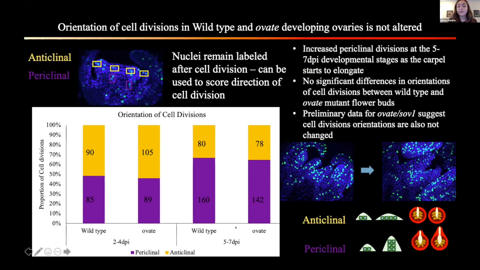At 5 to 7 DPI, interestingly, we see a bias for those periclinal cell divisions. And again, as I'm illustrating on the right, this is when the carpel is starting to elongate. So that makes sense developmentally: the organ is elongating, so you would want more elongating cell divisions. But again, there was no significant difference between the wild type and the ovate mutant. So the orientation of cell divisions doesn't seem to be more biased in these mutants to make a more elongated organ. So it's probably not orientation of cell divisions.